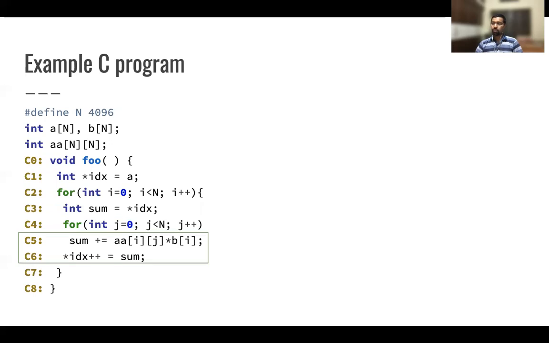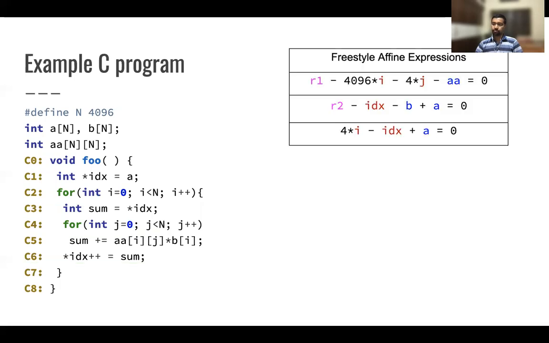The inner for loop performs two computations. The variable sum is used to accumulate the product of the two elements in arrays aa and b. It then reassigns this sum to the location pointed to by the pointer idx.